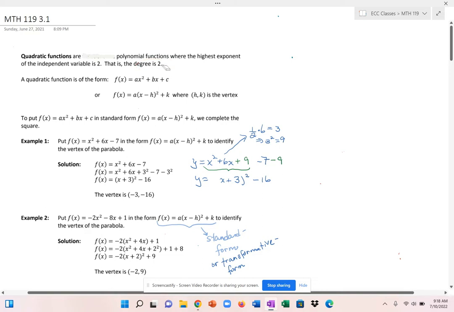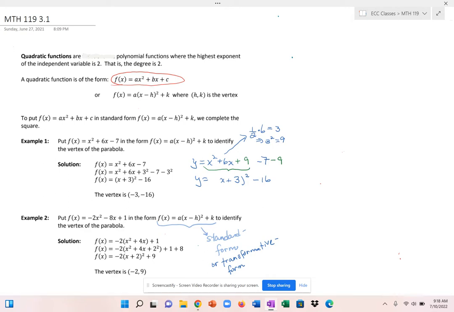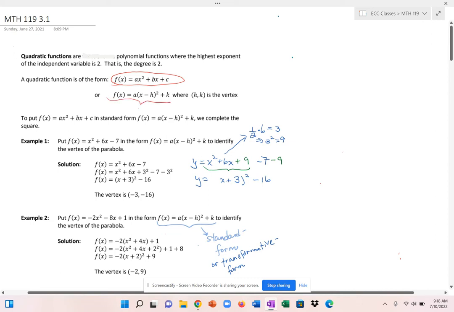So you can have a quadratic function in a form like this, which you've probably seen before. f(x) = ax² + bx + c. a is the coefficient of x², b is the coefficient of x, and c is your constant. Or it could be written in the form below, which is f(x) = a(x − h)² + k.